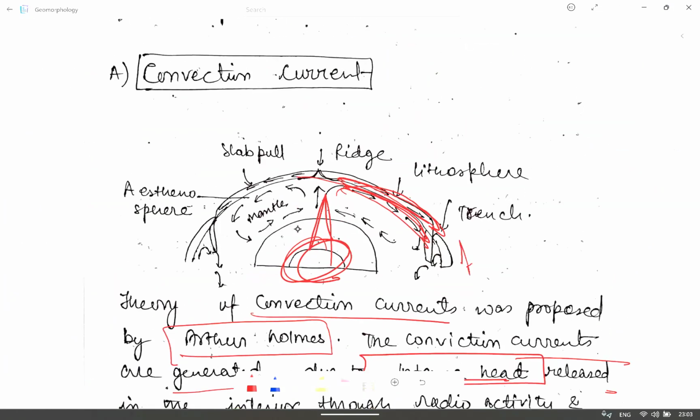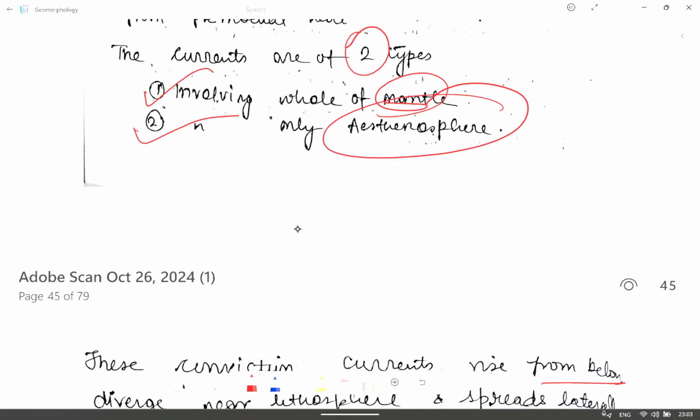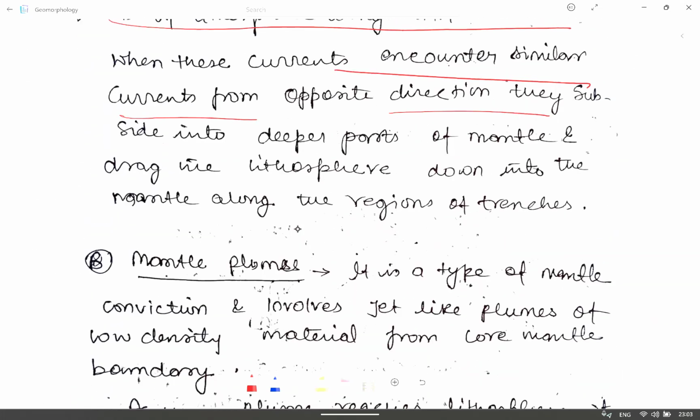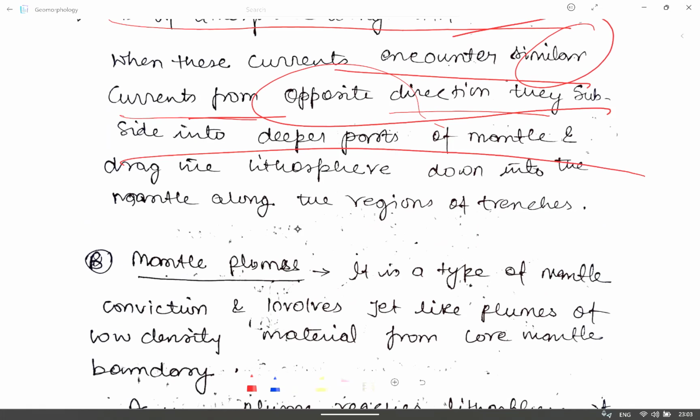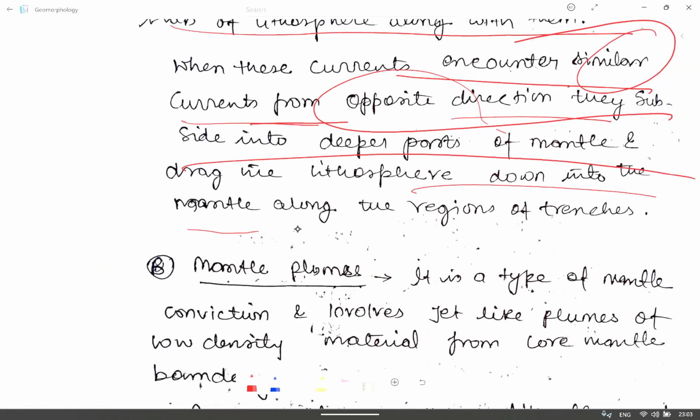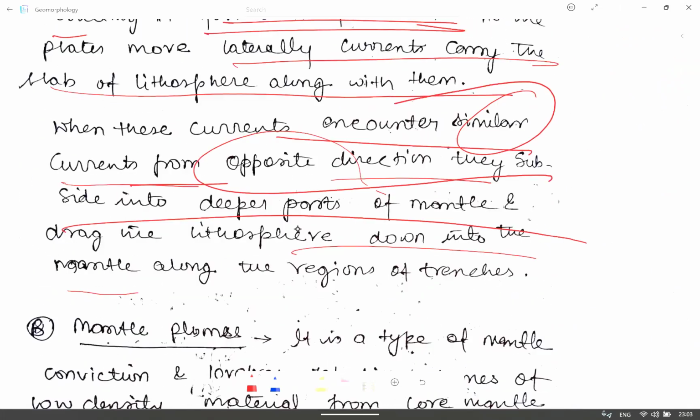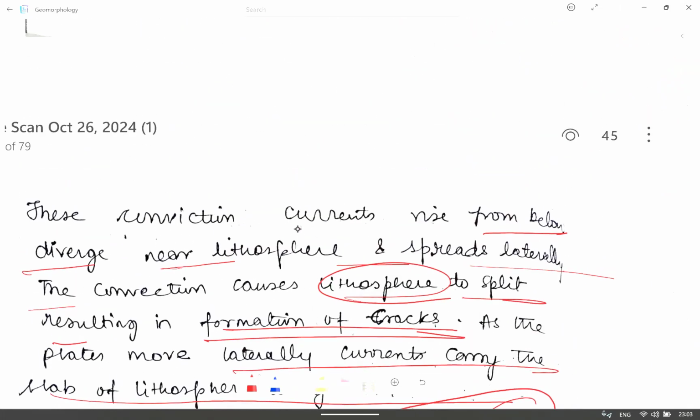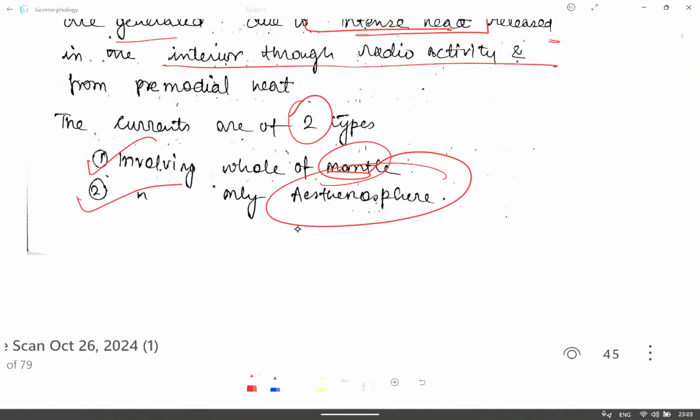ये जो plate होगा ये opposite direction से आ रहा है. Now जब ये दोनों भिड़ेंगे, this will subduct and it will lead to formation of a trench. So when these currents encounter similar currents from the opposite direction, they subside into deeper parts and drag the lithosphere down into the mantle along the region of the trenches. So this was convection currents, one of the reasons why plate movement happens.